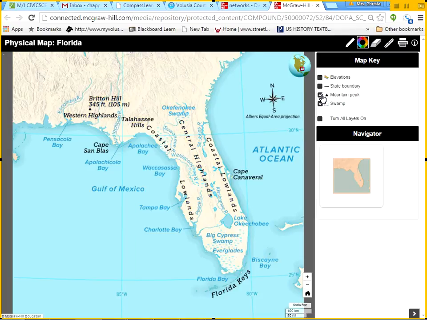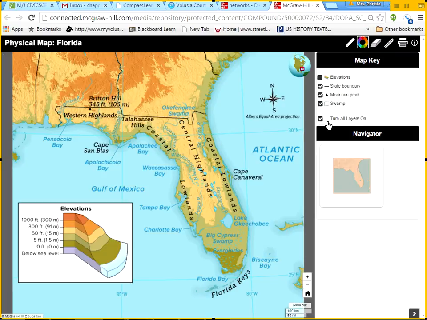All right, state boundaries. We can take those off. The mountain peaks. Put those back on. We're not going to see many here, okay? So you see one showed up here in the very north of the Panhandle, almost to, I believe that's Alabama right there, I think. I'm going to put the state boundary back in. Yeah, that's Alabama. Swamps, okay. You can see the swamps. There's a little map key here. And you can turn all layers on. So we're back to the elevation map.